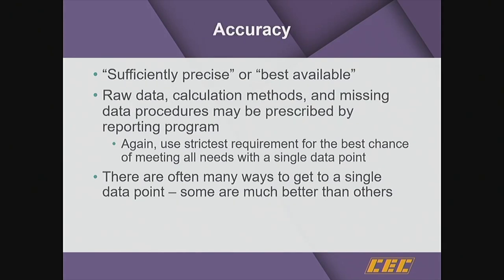And last but definitely not least is, of course, accuracy. If you're doing all of this and your number is wrong, that's not very useful. So the definition within this greenhouse gas protocol is sufficiently precise, or the best available. It's not the absolute perfect number, because that might be impossible to get. You need to get to where you need to be within reasonable accuracy, but don't spend 25 hours trying to get one extra decimal if the agencies aren't going to even ask for that. This is where raw data, calculation methods, missing data procedures might be prescribed by your reporting program, but if you use the strictest requirement, it's usually accepted across all of them, and then you could have a consistent single number.